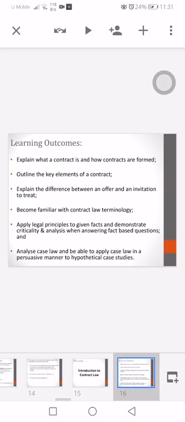Alright, so for our learning outcomes for this topic: first, explain what a contract is and how contracts are formed. Second, outline the key elements of a contract. Third, explain the difference between an offer and an invitation to treat. Four, become familiar with contract law terminology. Five, apply legal principles to given facts and demonstrate critical analysis when answering fact-based questions. And lastly, analyze case law and be able to apply case law in a persuasive manner to a hypothetical case study.